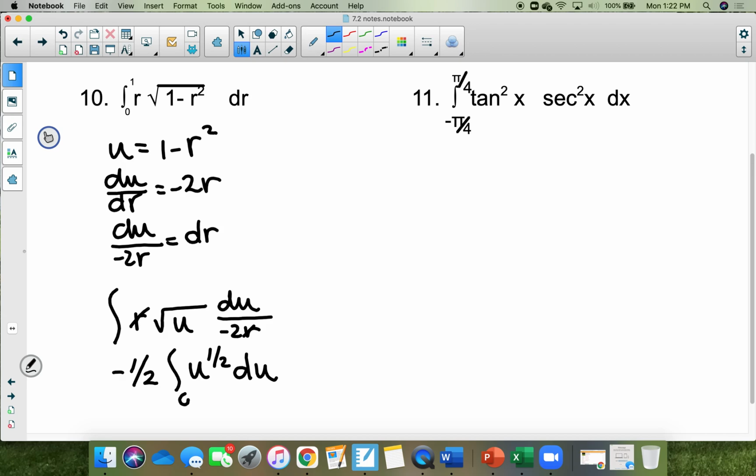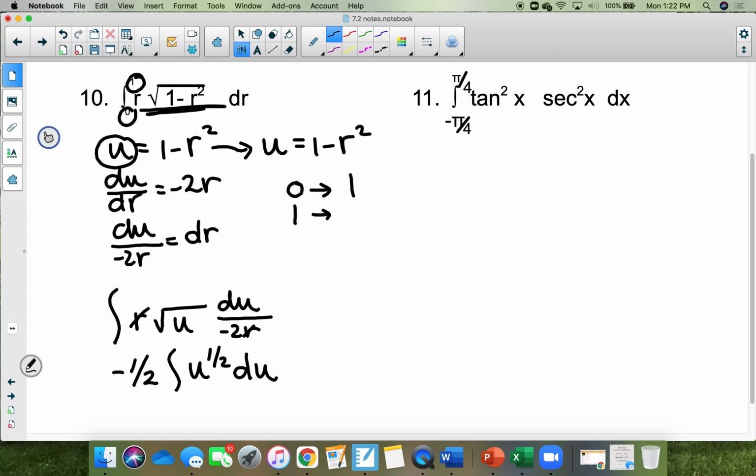From 0, okay, this is the tricky part. You are no longer working with r's, you are now working with u's. So since you are working with u's, you have to change your limits. 1 minus r squared, you need to plug 0 in, and you're going to get 1, and when you plug 1 in, you're going to get 0. Those are your new limits. You're no longer working in r's, so you have to change the limits also. So you're going from 0 to 1.